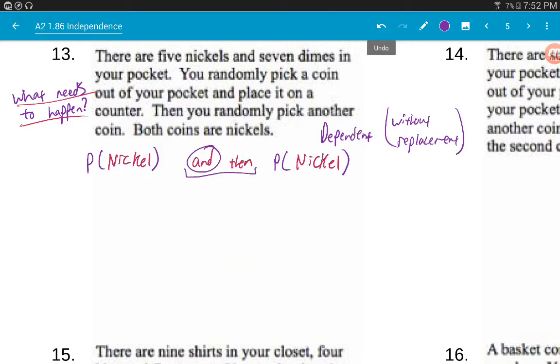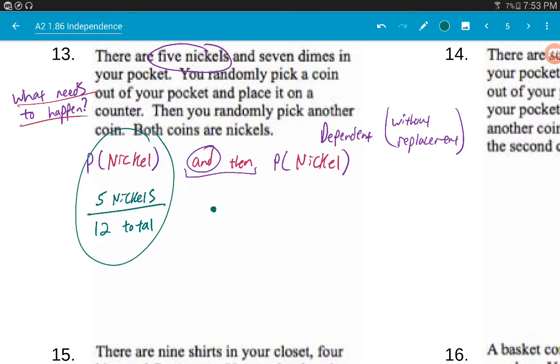So the probability of getting a nickel the first time, there are 5 nickels and 7 dimes, which means we have 12 total. Five nickels out of 12 total coins. The and becomes multiplication, and I need to think about the scenario. I have 5 nickels in my pocket. Once I've picked one, okay, that 5-12 chance works, and I succeed in choosing a nickel from my pocket. I take that nickel out of my pocket, meaning there are no longer 5, there are 4 left.